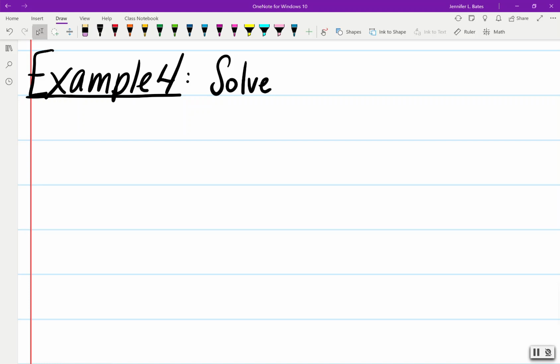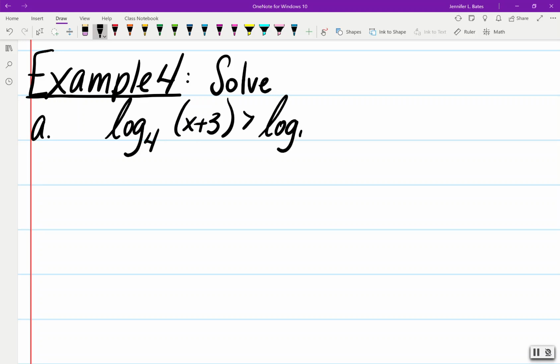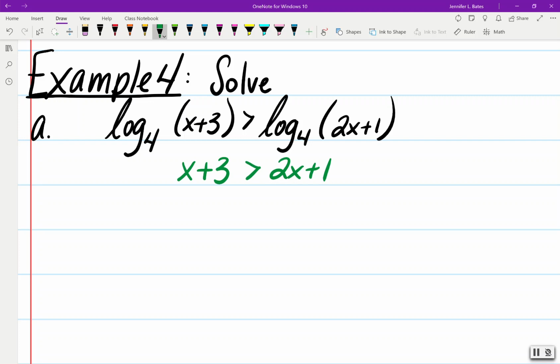And here in problem A, here's what we've got. We've got log base 4 of x plus 3 is greater than log base 4 of 2x plus 1. Because both of these have log base 4, we can drop down the arguments. So x plus 3 is greater than 2x plus 1. From here, this should be easy solving. So go ahead and solve this for x.